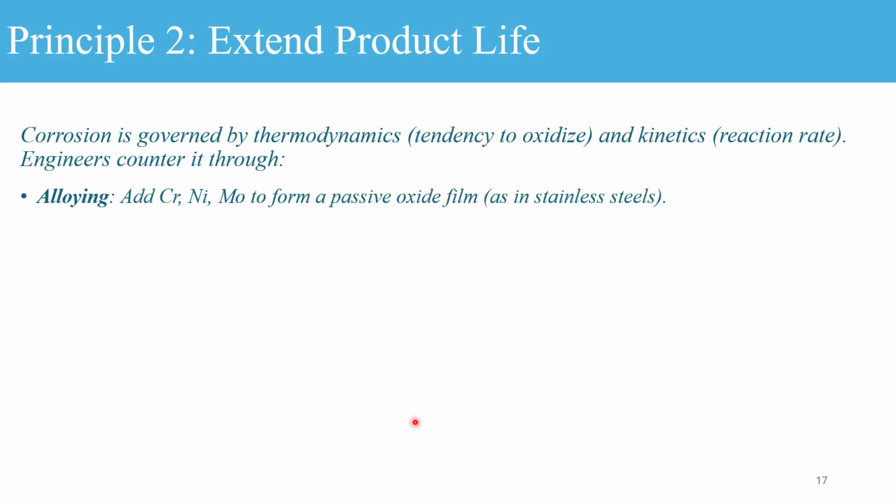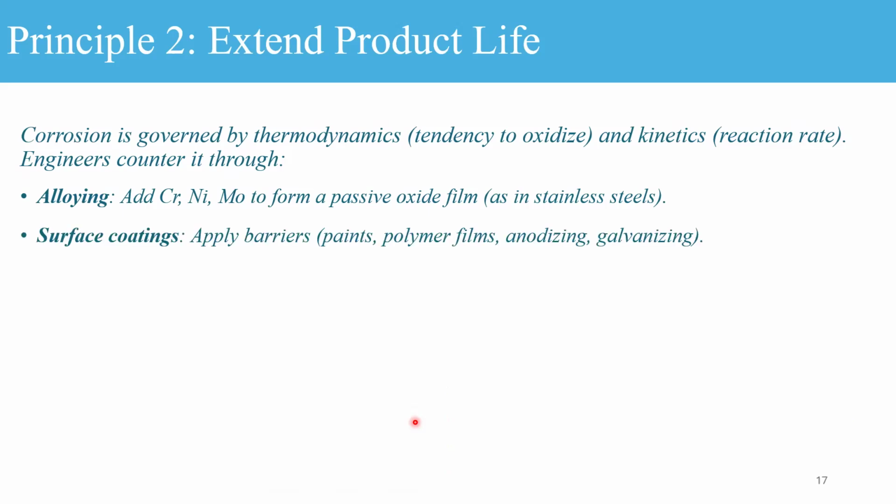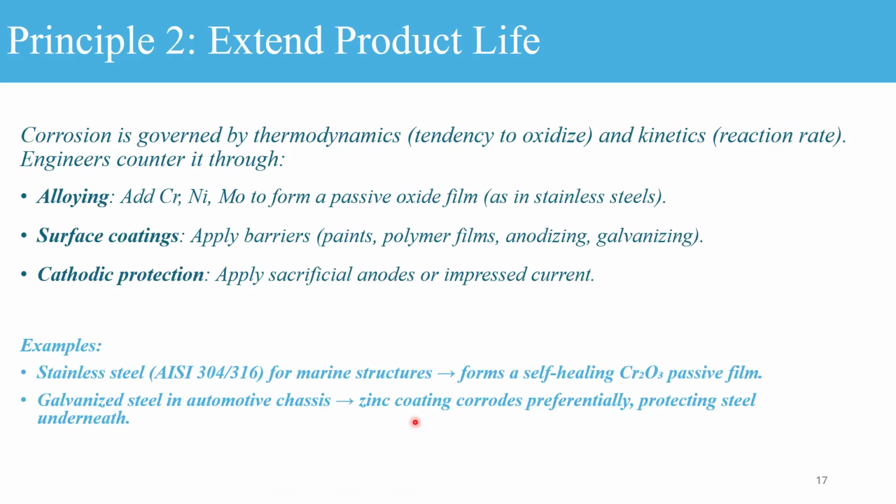So adding chromium, nickel, molybdenum to form a passive oxide film, such as in stainless steel, is a strategy to increase the corrosion resistance. Surface coating, applying barriers, paints, polymer films, anodizing, and galvanizing are some of the surface coating techniques that can help enhance the corrosion resistance of material. Cathodic protection, so we apply sacrificial anodes or impressed currents to protect the surface of the material.